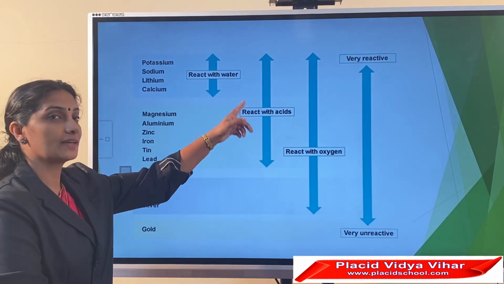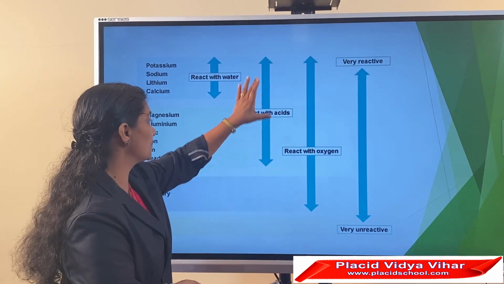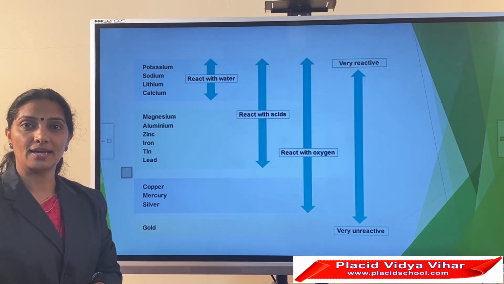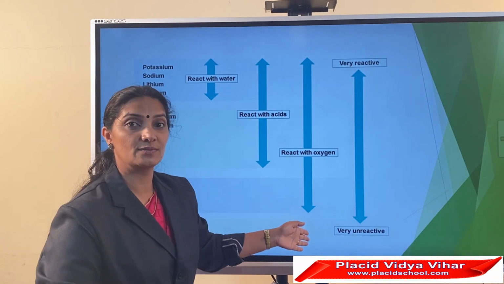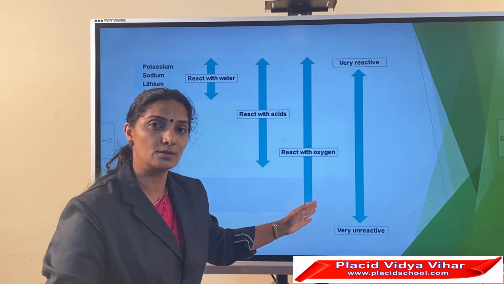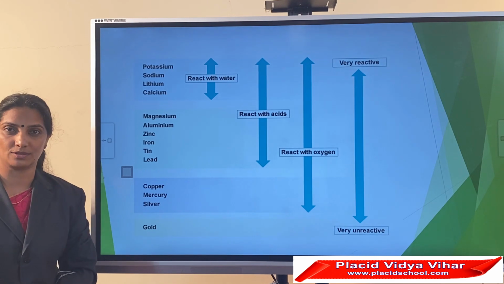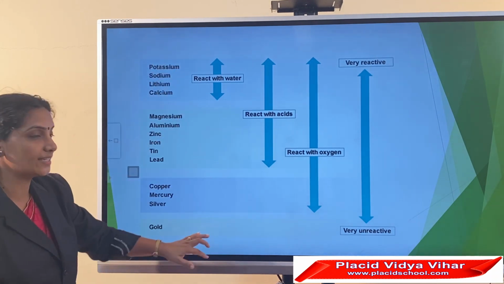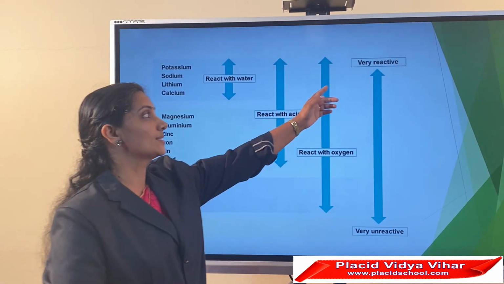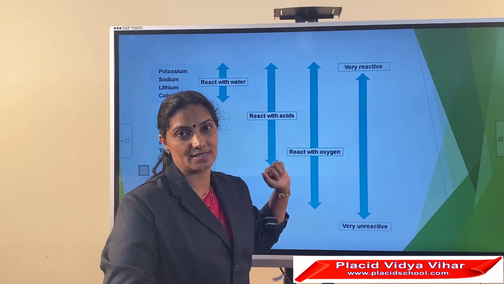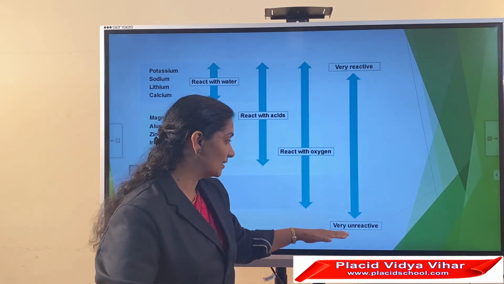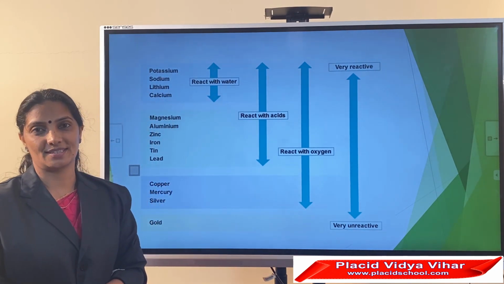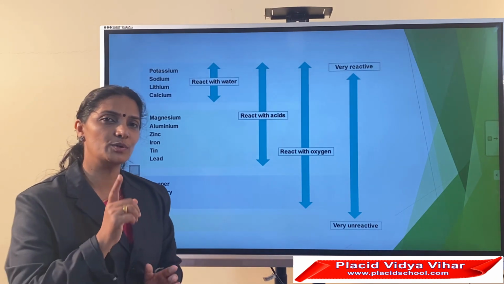Then see the next one, reaction with acids. So potassium to lead, they can react with acids, while the other elements never react with acids. See the reaction with oxygen. They all can react with oxygen, but gold, platinum, etc. cannot. So this is a series in which metals are arranged in the order of decreasing reactivity. At the top of the series, we have highly reactive metals. As we move down, we have very less reactive metals. This is reactivity series.